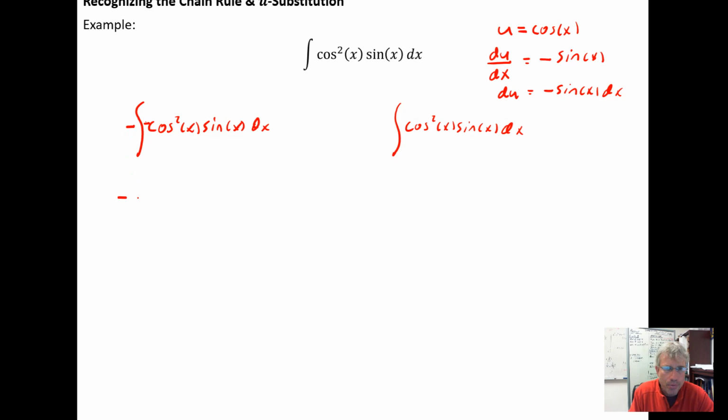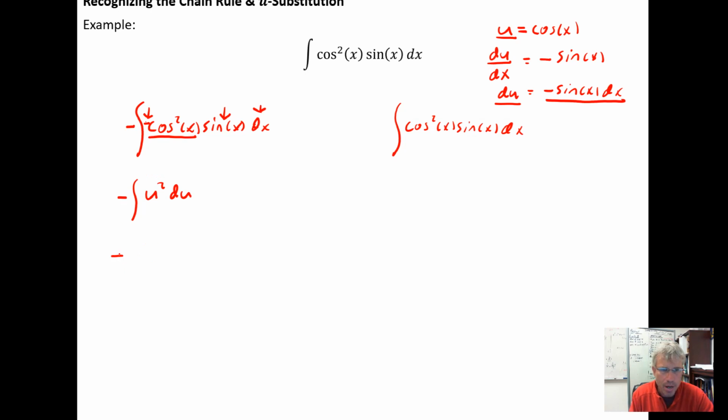I go the opposite of the integral, and cosine gets replaced with u. So we get, instead of cosine squared, we get u squared. And then negative sine x dx is the same as du. So we make that replacement. Now I have a power function. I'm going to integrate it.